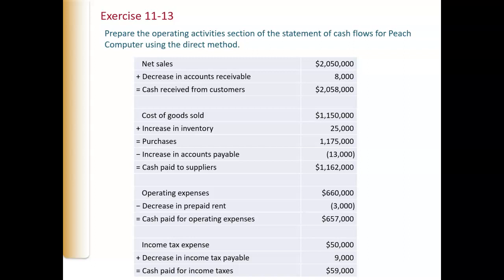So to calculate the cash paid to suppliers, you're going to take your cost of goods sold, you're going to add your increase in inventory, which means you will also subtract your decrease in inventory, and that gives you your purchases. Then you're going to subtract increase in accounts payable, or you're going to add a decrease in accounts payable to get your cash paid to suppliers. Just know that.